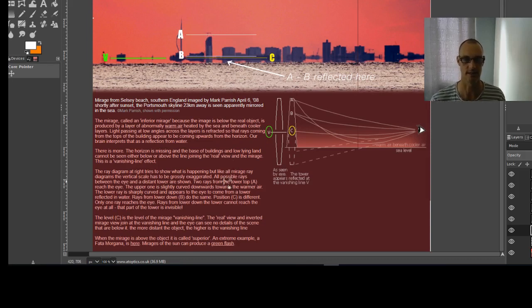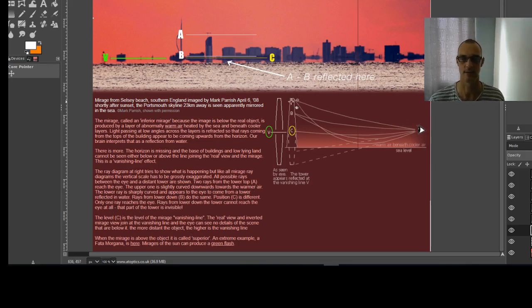So we'll have a look at the explanation that's given here. The ray diagram at right tries to show what's happening, but like all mirage ray diagrams, the vertical scale has to be grossly exaggerated. All possible rays between the eye and a distant tower are shown. So what we have is two rays from the tower top A that reach the eye. The upper one is slightly curved downwards towards the warmer air. The lower ray is sharply curved and appears to the eye to come from a tower reflected in the water.